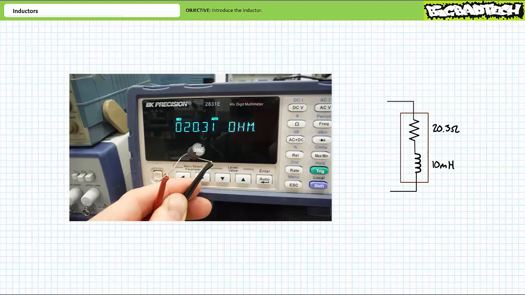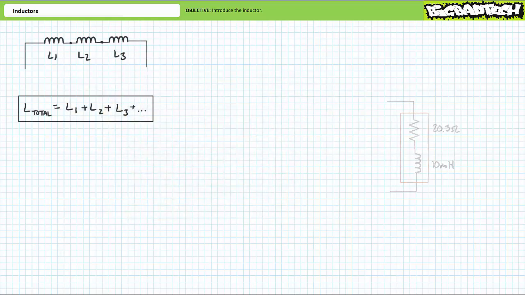I should note that the internal resistance of an inductor is not necessarily a constant, unchanging quality. We'll examine how frequency affects inductive impedance in later lectures. Moving on. Let's briefly examine inductors in series and parallel before we bring this lecture to a close.